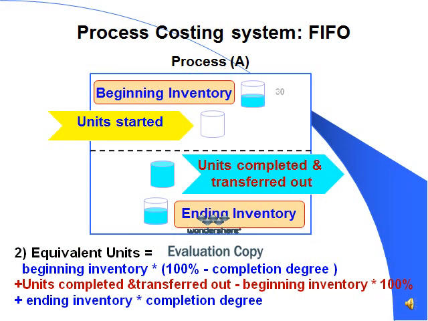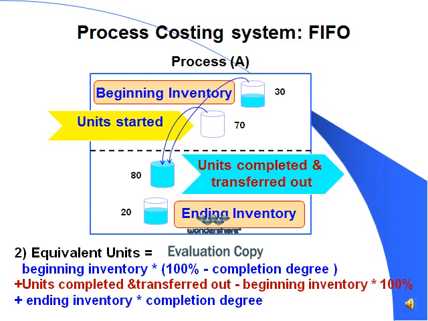The second step, to calculate equivalent units. Beginning inventory, for example, 30 units. Units started 70 units. Units completed and transferred out 80 units. And ending inventory 20 units. Under FIFO costing method, units completed and transferred out 80 units come from 2 sources: beginning inventory 30 units and units started 50 units. Because I must complete beginning inventory first in this accounting period. After that, I will complete from the units started.